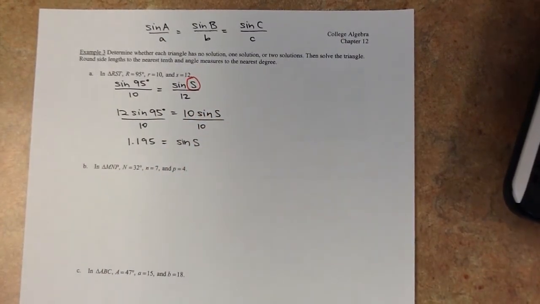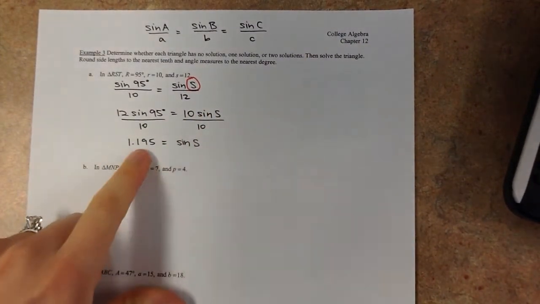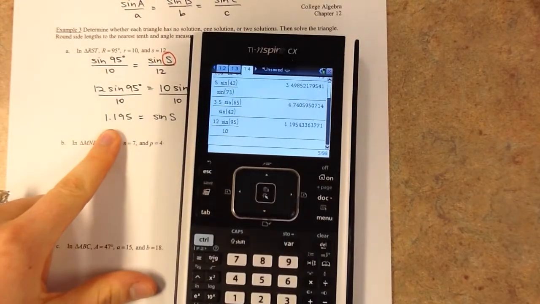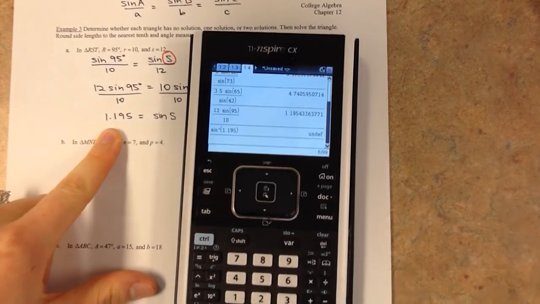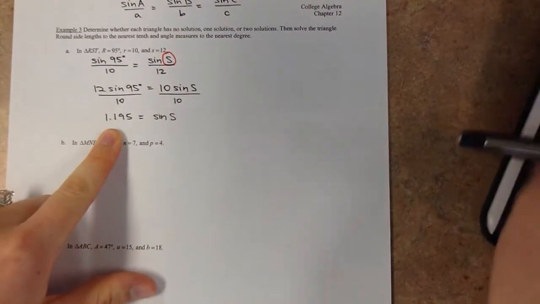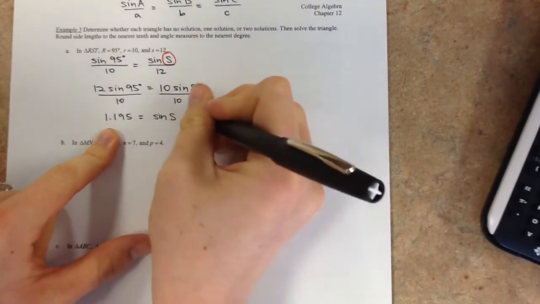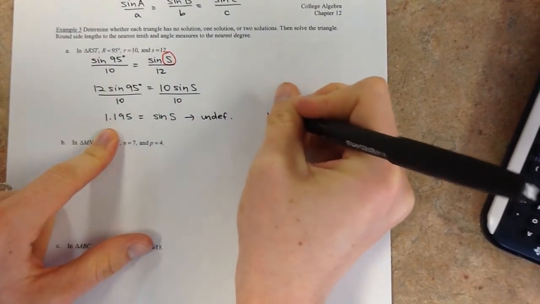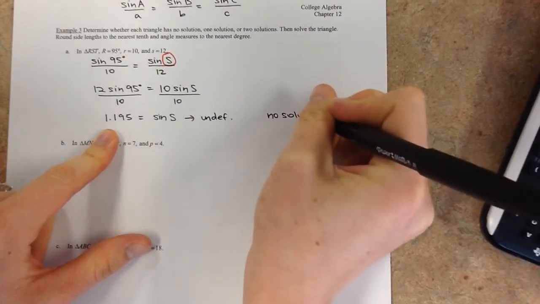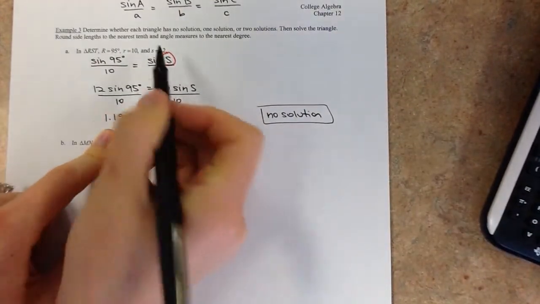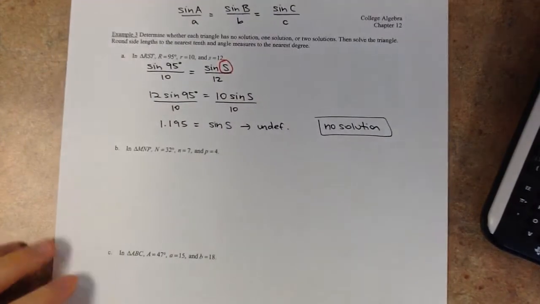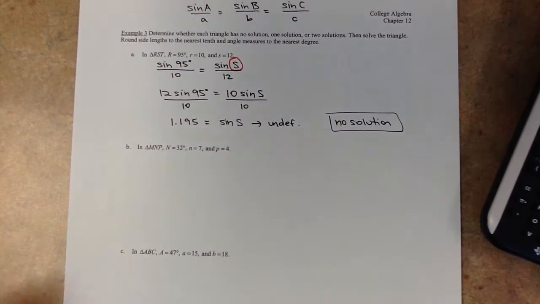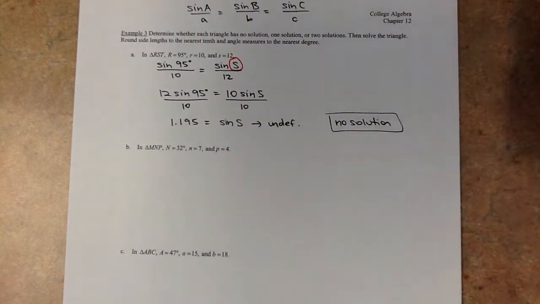So remember, what you do to get S by itself is you take inverse sine. So we are going to take the inverse sine of this number right here. And we get something that's undefined. When we get something that's undefined like that, what that means is that there is no solution. Okay, so this is one of those scenarios where this side length was just too short and you couldn't actually make a triangle out of it. So first answer, we got no solution here.